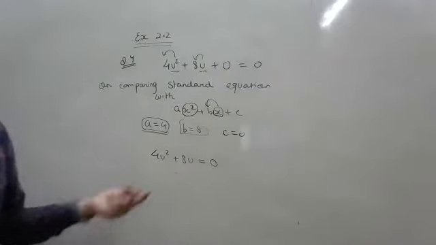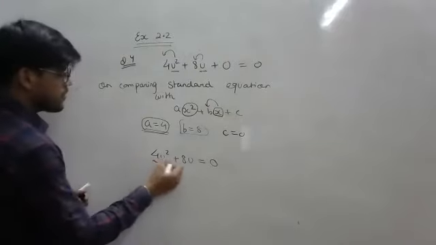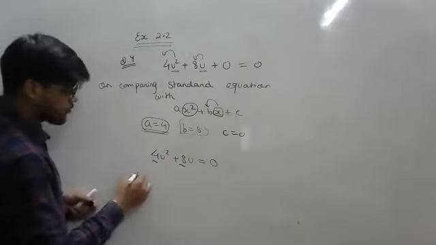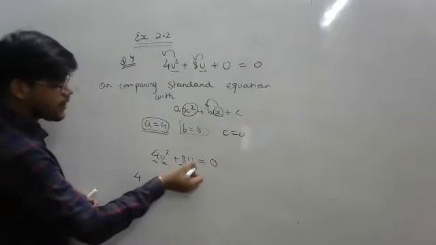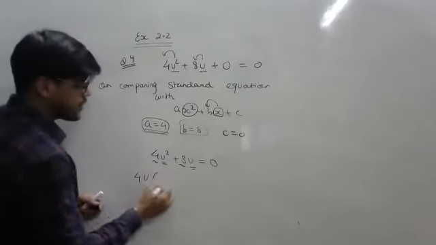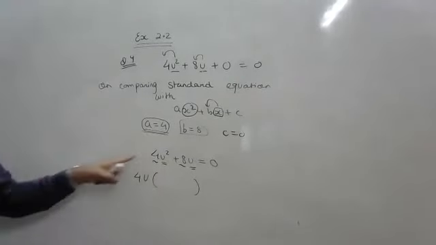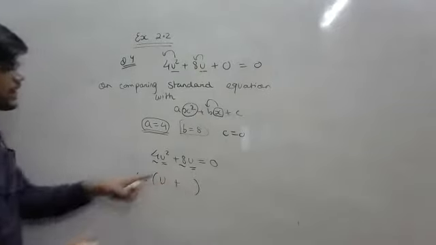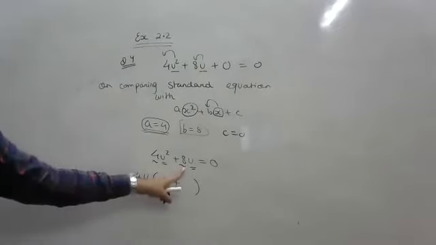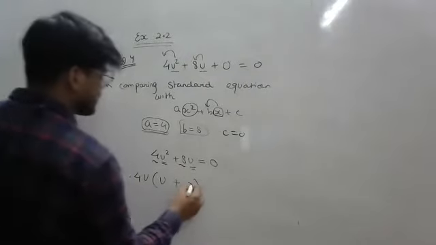What can be taken out here? From the numbers perspective, 4 and 8, so we can take out 4 common. And here we have u square and u, so we can take out u common. If you take 4u common from 4u square, the remaining will be u, and 8 is 4 2s. You have already taken 4 outside, so the remaining term will be 2.